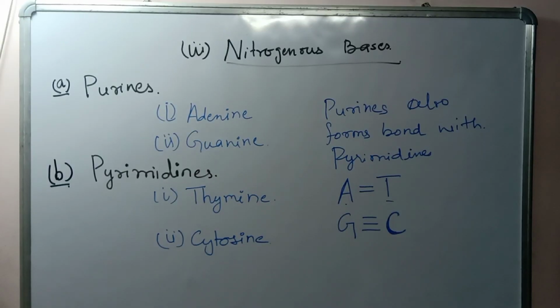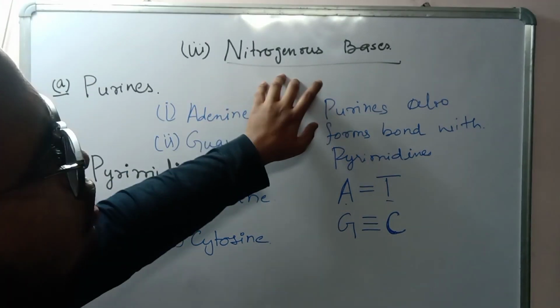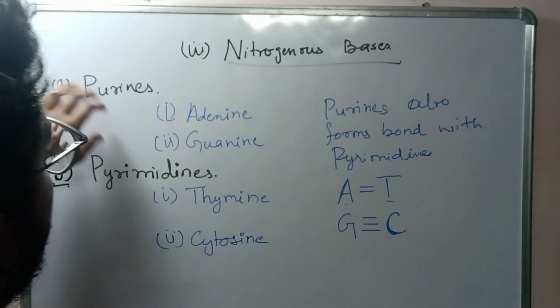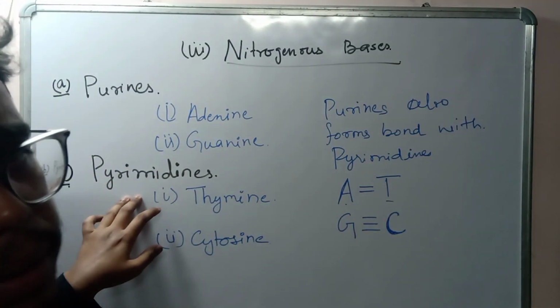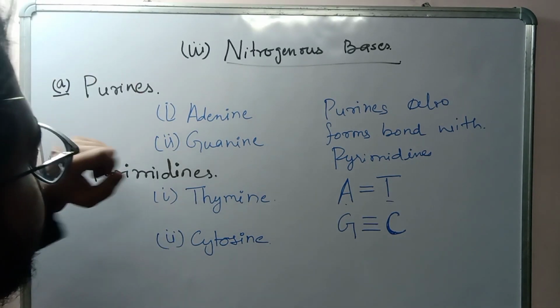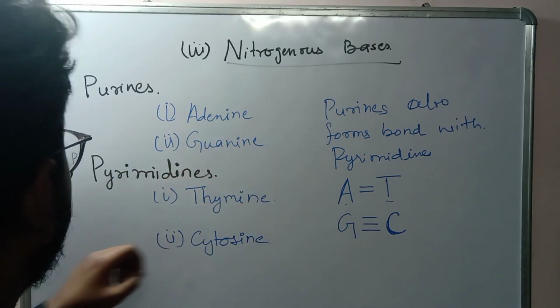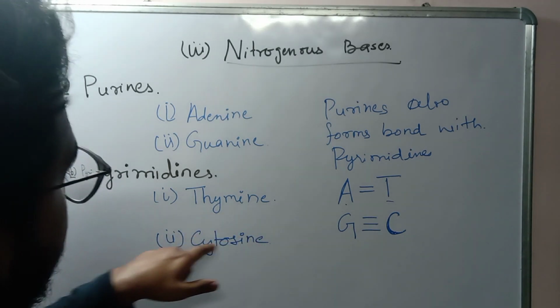Moving on further, now we will talk about the third part of DNA, which is nitrogenous bases. The nitrogenous bases are of 2 types. First one is purines and another one is pyrimidines. Under purines there are 2 different nitrogenous bases: adenine and guanine. Under pyrimidines come thymine and cytosine.